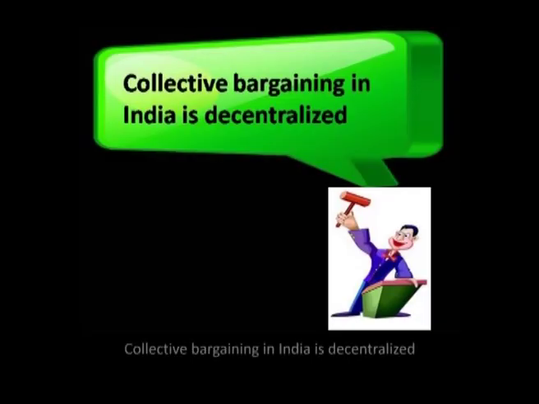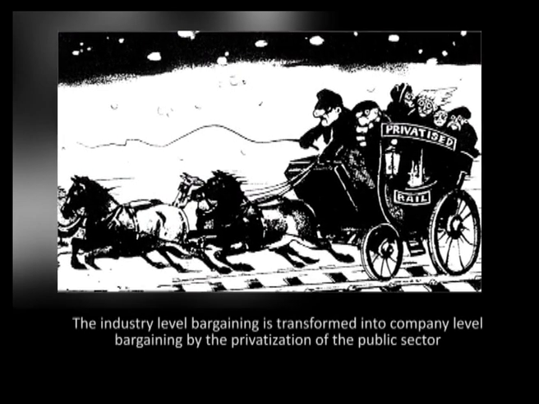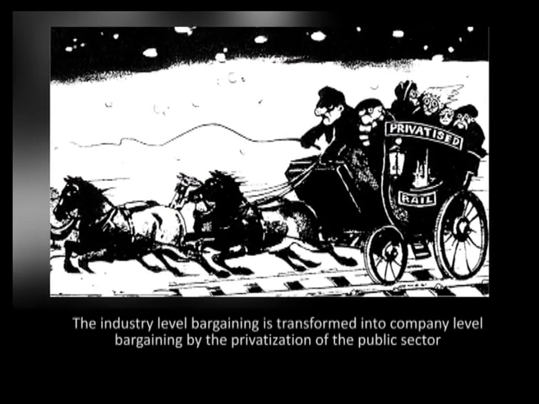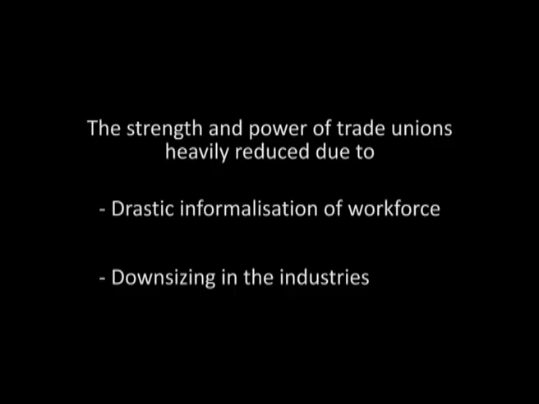Recent trends in collective bargaining. Decentralized and individualized bargaining. The collective bargaining in India remained largely decentralized, that is, company or unit level bargaining rather than industry level bargaining. But in some sectors, the industry level bargaining was dominant. However, privatization of public sector transformed the industry level bargaining to company level bargaining. On the other hand, due to drastic informalization of workforce and downsizing in the industries, the strength and power of the trade unions heavily reduced.